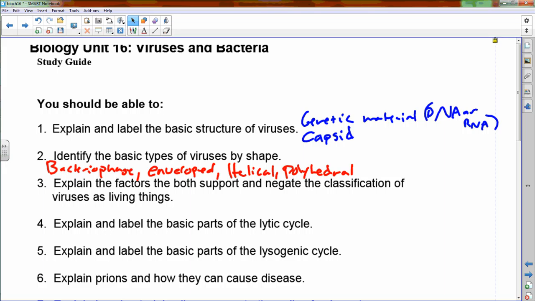Do you want to go back to your picture and look at those? Because you might have to label them based on how they look. So enveloped is before polyhedral, and helical comes after. Those are the four main types. Look at the pictures and be able to recognize them.